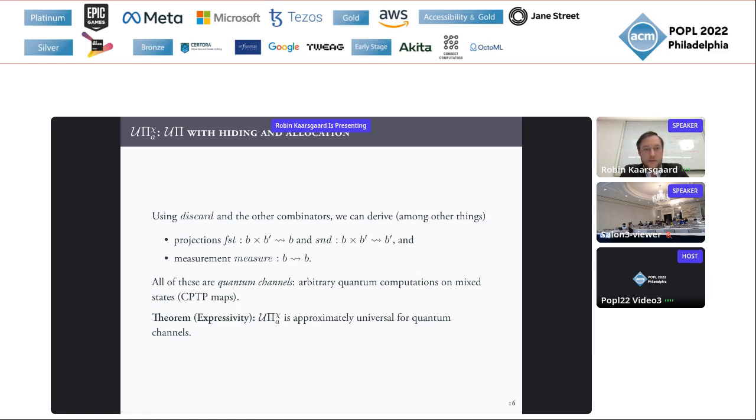Now, I just want to get this expressivity theorem out of the way, because again, we noticed that these are actually all quantum channels, which are the arbitrary quantum computations that you can perform on mixed states. They're also known as CPTP maps. And again, we can show that actually YPKIA is approximately universal for these. But how does this measurement then actually work?